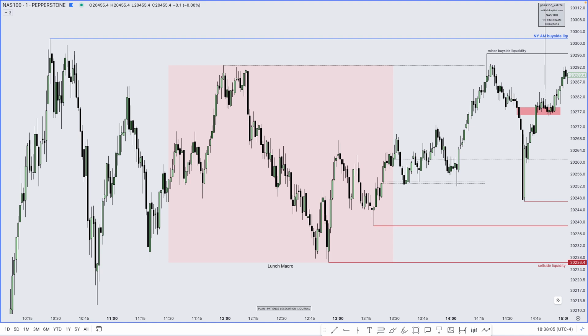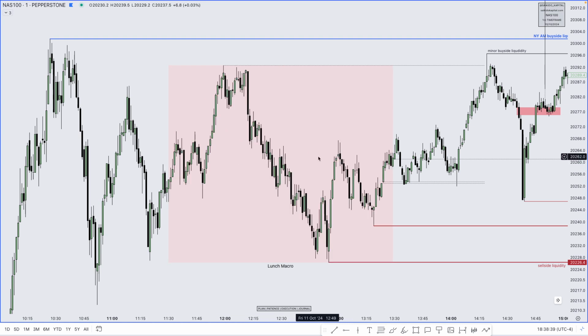your lunch hour macro, 11:30 to 1:30 p.m. New York time, as you can see here on the screen. If you can just put a rectangle exactly how I did here, so that it's easier for you to see the highest high and the lowest low inside that time period.